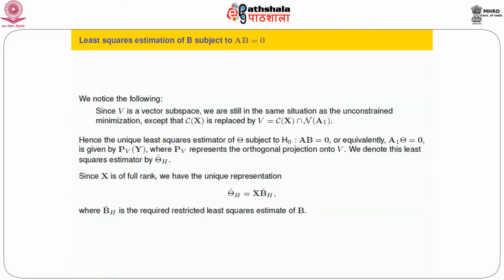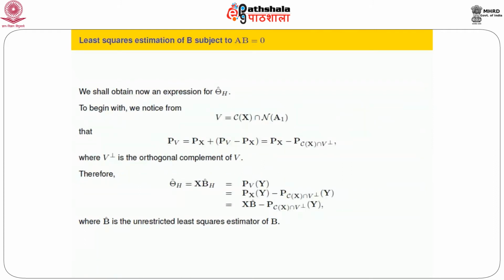So as we noted a short while ago, theta hat H is X b hat H, which is equal to Pv y. We have also argued before that this is Px y minus this projection applied to the y matrix, and this Px y is X b hat. So that is the earlier estimate, the unconstrained least square estimate b hat of b, pre-multiplied by X, minus this object. All right. So we have come to a little bit of simplification. We have seen that theta hat H is theta hat minus the projection onto Cx intersection V perp of y. So this is the object we have to explore now. That is our goal.